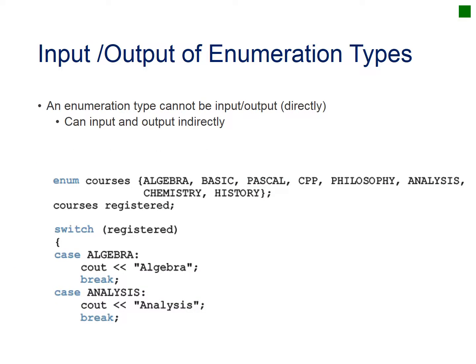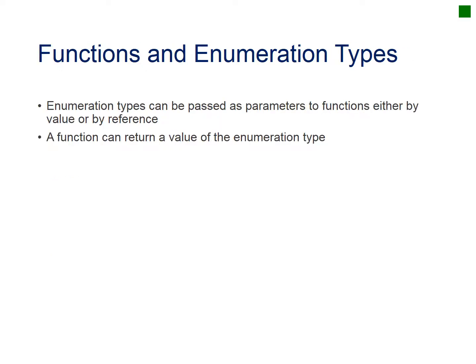Input, output of enumeration types. An enumeration type cannot be input and output directly. You can input and output indirectly though. For example, we use a case statement to identify the enum type and output the value. Functions and enumeration types. Enumeration types can be passed as parameters to functions either by value or by reference. A function can return a value of the enumeration type.